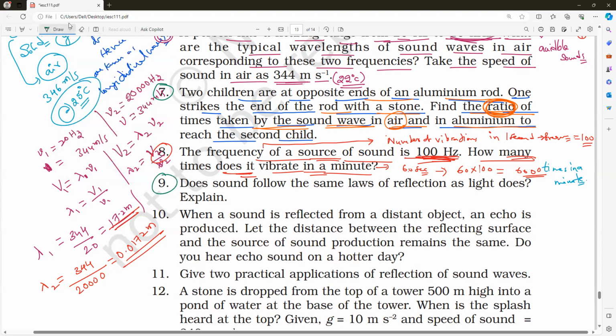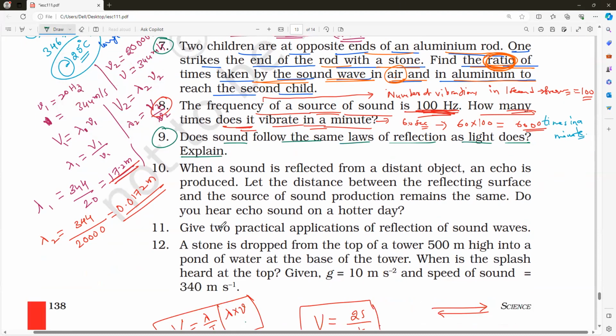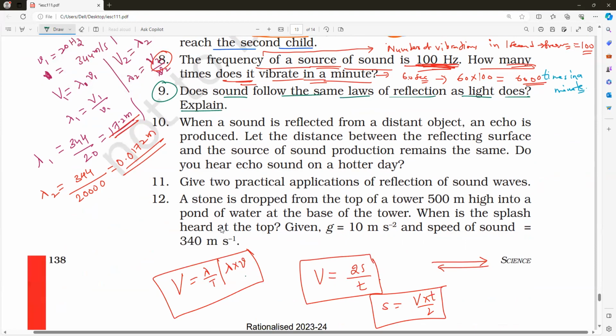Next. Does the sound follow the same laws of reflection as light does? Explain. Yes or no? Yes, we studied reflection of sound. So you have to write that entire concept, what is there in the book. Next, the 10th question. When a sound is reflected from a distant object, read very carefully. That is called as, by this time, mind should say what is the concept behind. Echo. An echo is produced.